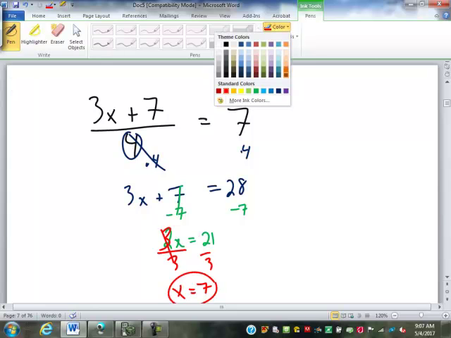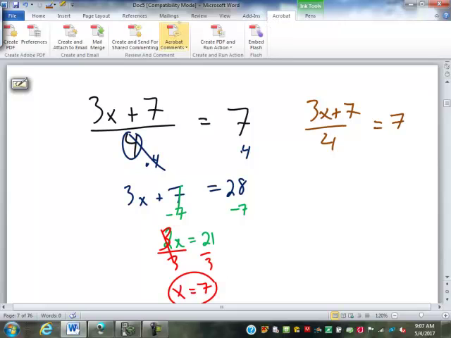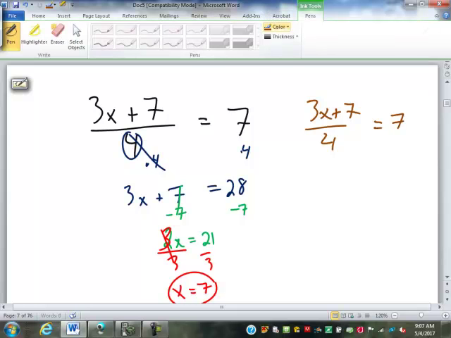The other option you could have had up here is distributing. Could have divided each piece by 4. 3x divided by 4 is 3/4 x. 7 divided by 4 is 7/4. Equals 7.